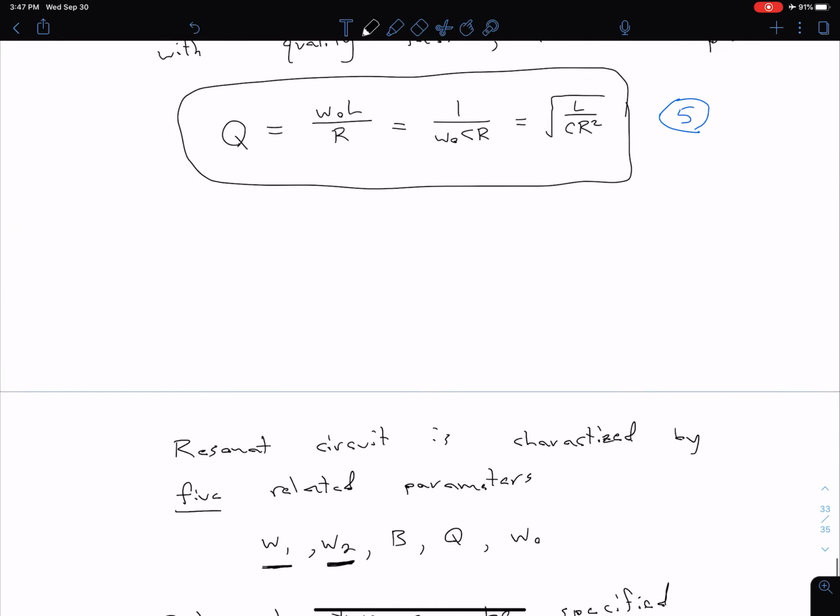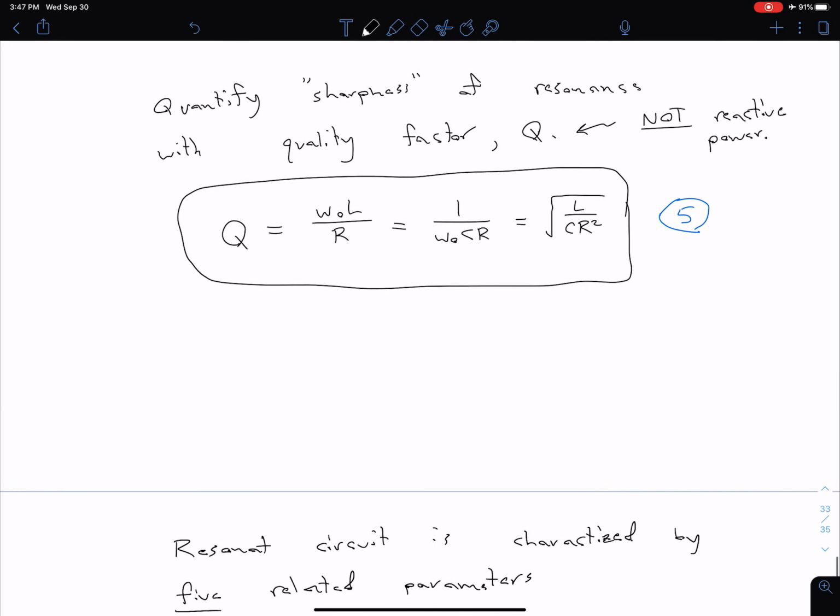One thing that I forgot to mention related to our quality factor is typically we would call this a high Q, or a high quality factor, circuit if we have Q greater than or equal to 10. And this sharpness of resonance, again, it'll make more sense once we get to filters, but basically the higher Q, the more selective a filter is going to be.